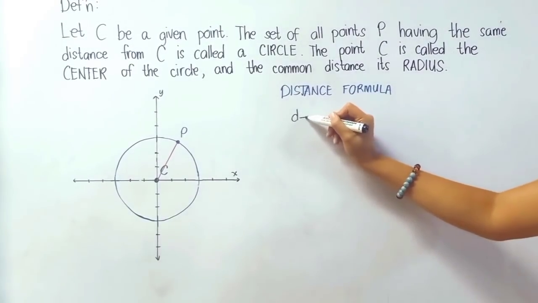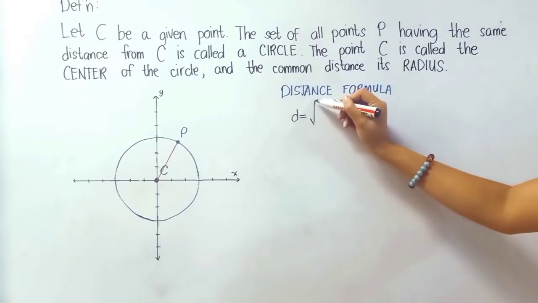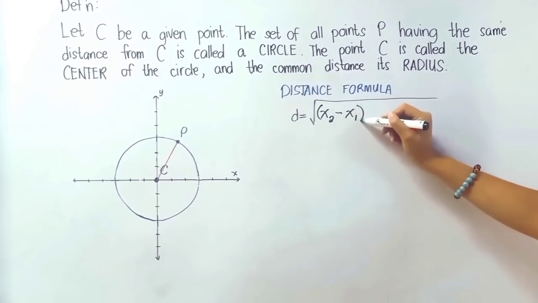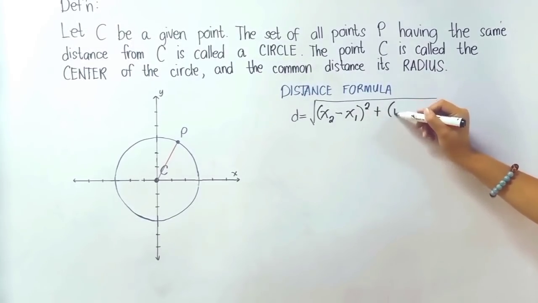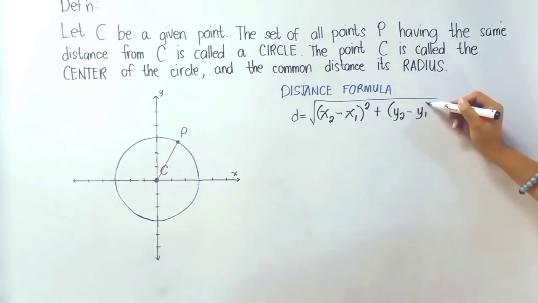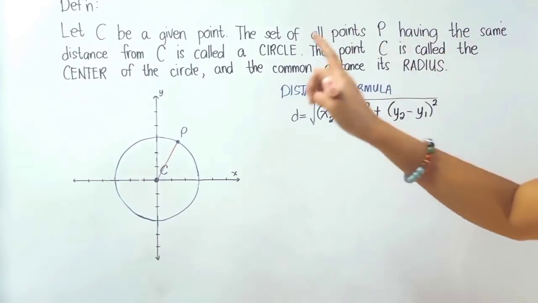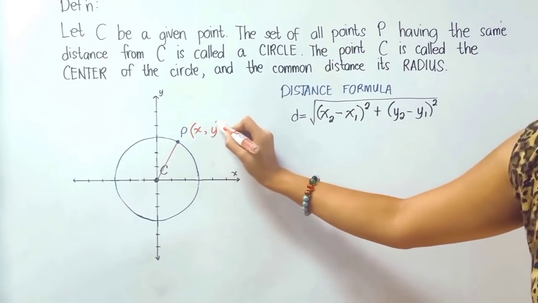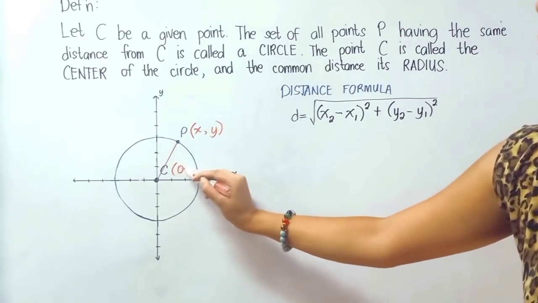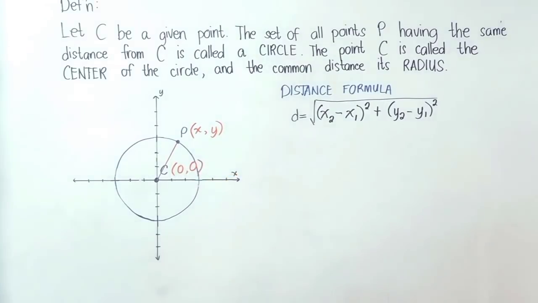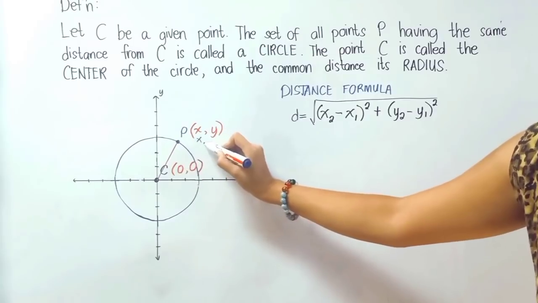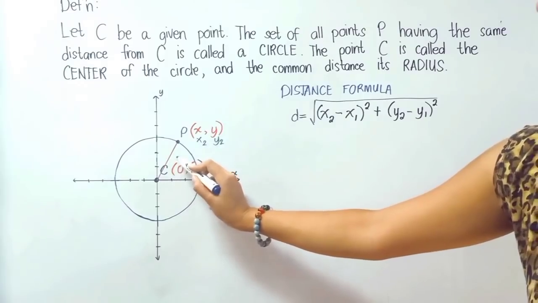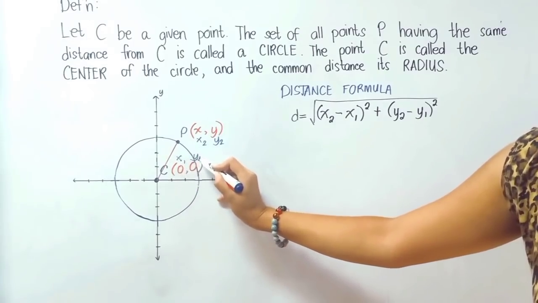The distance formula is equal to the square root of the quantity x sub 2 minus x sub 1 raised to 2 plus the quantity y sub 2 minus y sub 1 raised to 2. Now all points, just like P, is an ordered pair (x, y), and our center is obviously at (0, 0). Now let this be our second ordered pair, so it's x sub 2, y sub 2. And this one be our first ordered pair, so x sub 1, y sub 1.